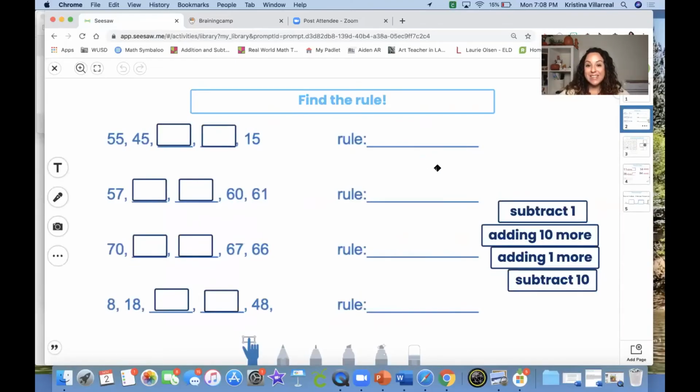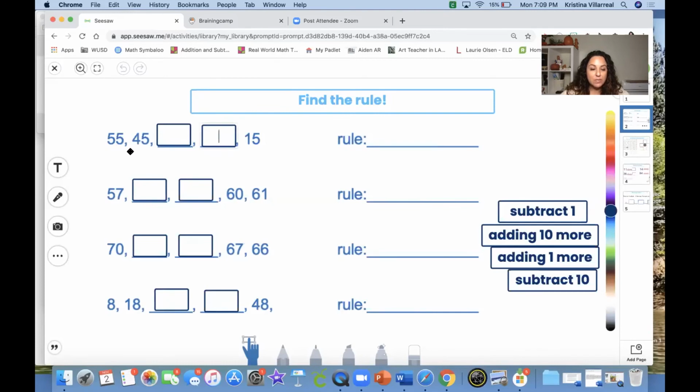Okay, for Seesaw today, you're going to find the rule. We have 4 different ones. So you're going to look at it really closely and you're going to tell me, are you going to subtract 1? Are you going to subtract 10? Are you going to add 1? Or are you going to add 10? And then you're going to fill these out. Remember, you click and you just type the answer there.